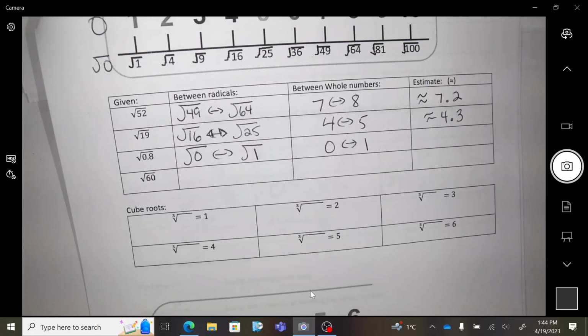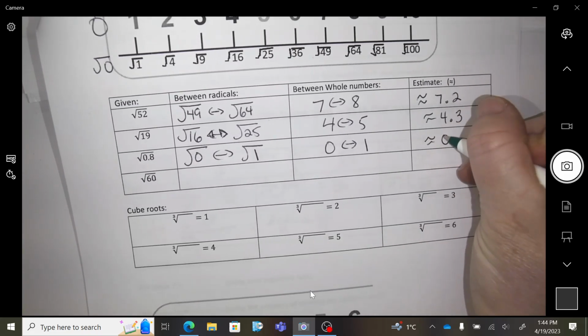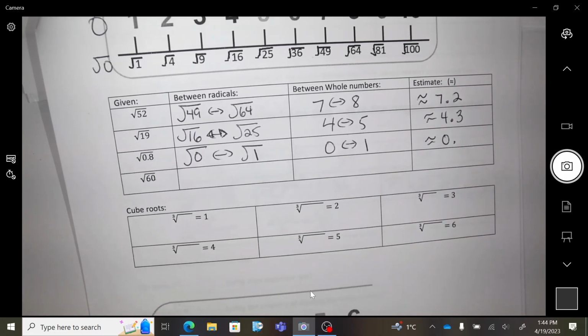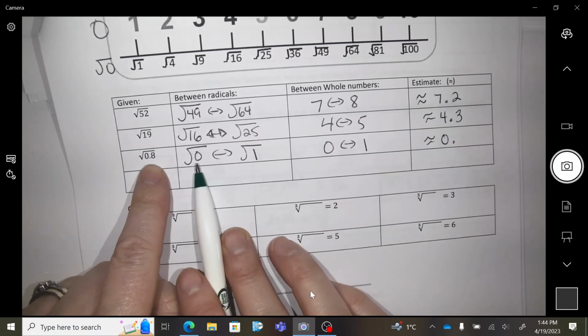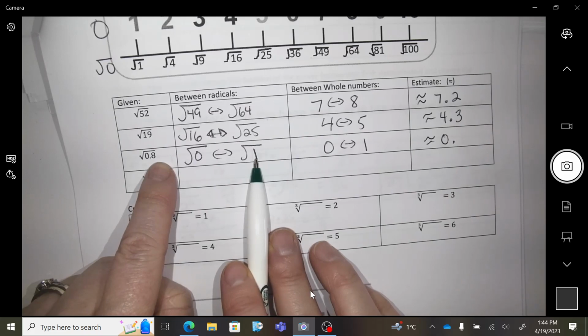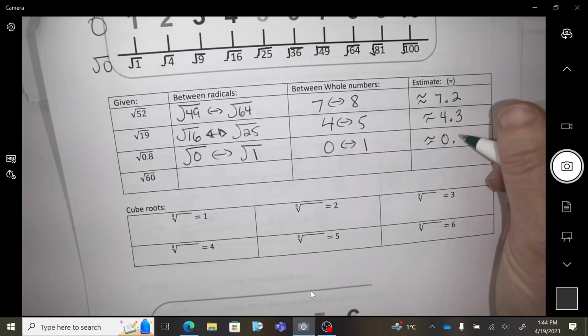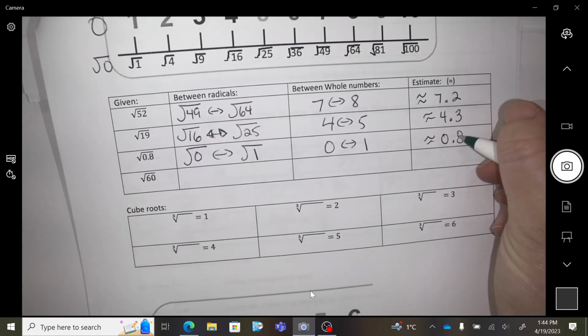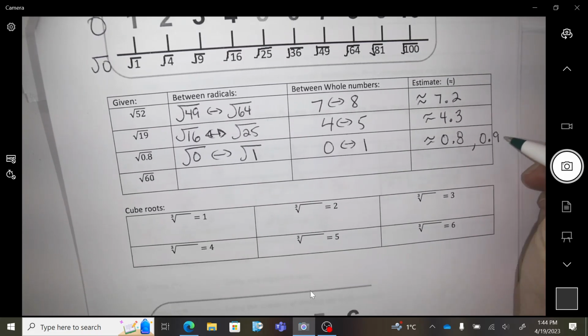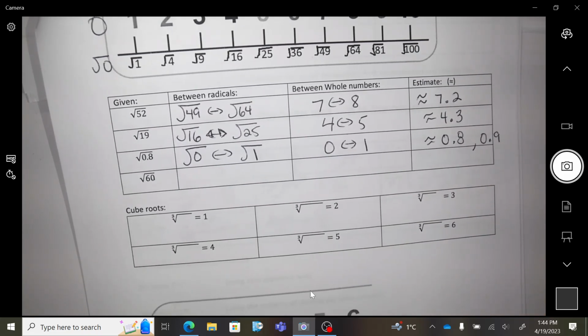What are you going to predict? 0.89? That's a very precise prediction. What is 0.8 closer to, the 0 or the 1? It's closer to 1. So you can do a prediction of 0.8, 0.9.